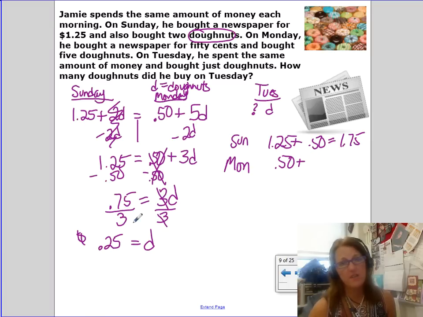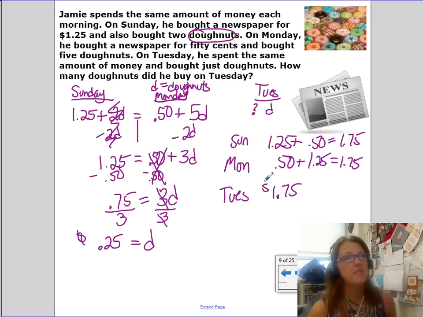How much would 5 donuts be if they're $0.25 apiece? $1.25, $1.75. So he spends $1.75 each day, and he spent it all on donuts Tuesday. Apparently, he's got a stressful week ahead of him. So what you need to do is divide by 25 cents a piece. See what you come up with. And I think you should get 7 donuts.